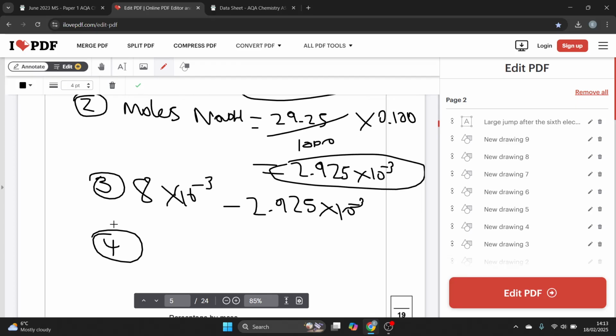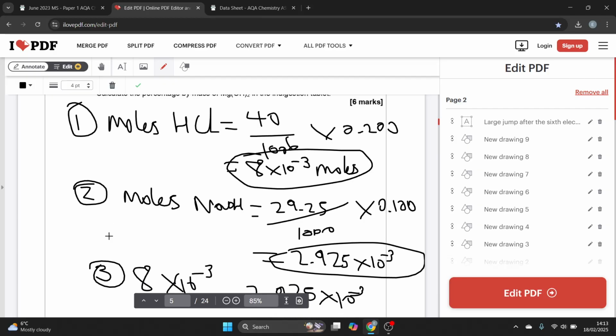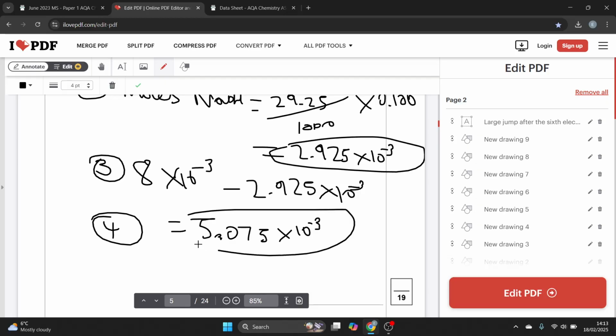Then what do I get? I'm going to include brackets around it: 8 times 10 to the power minus 3 minus 2.925 times 10 to the power minus 3. That gives 5.075 times 10 to the power minus 3, and that's the number of moles of HCl remaining, right?